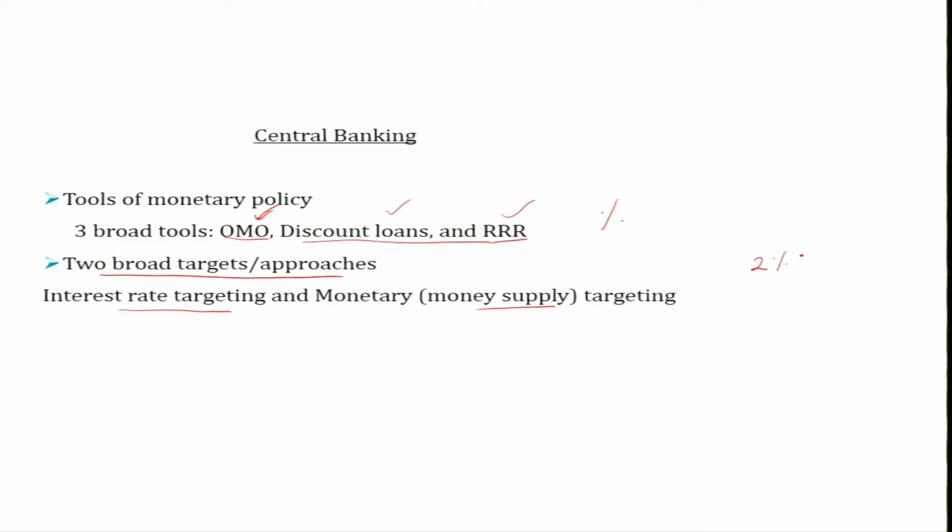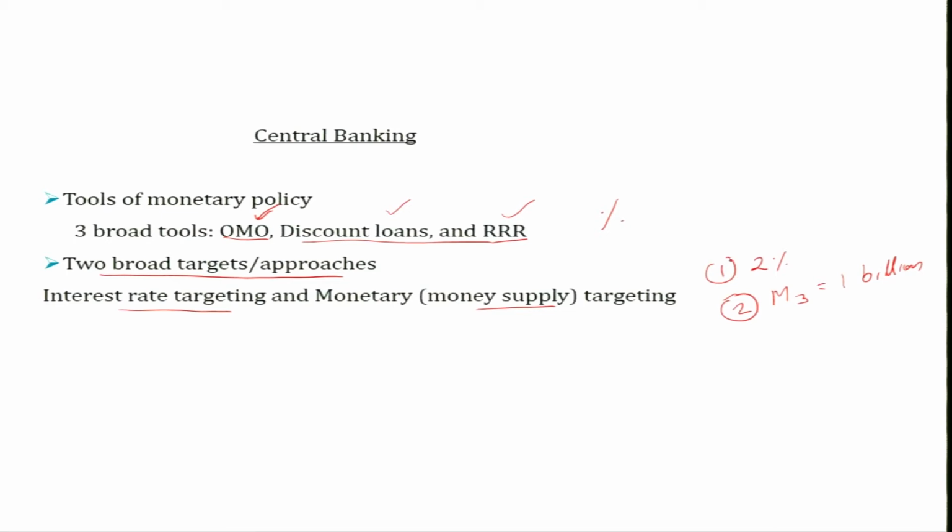Another approach is targeting the money supply itself. For example, the M3 money supply should be, say, $1 billion. That is the target. Both targets ultimately aim to influence liquidity in the country, so both are aimed at attaining the same goal.